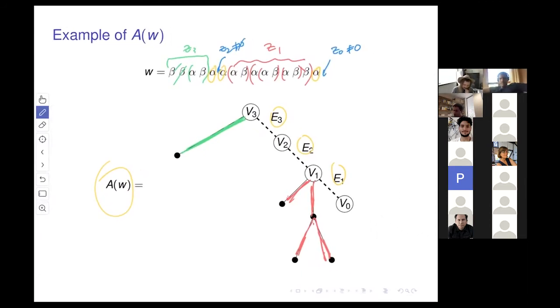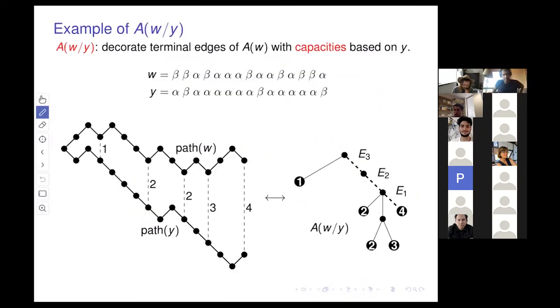So now I need to talk about Euler obstructions. Those depend on pairs. So what I need is an additional information on top of the diagram of W that keeps track of the word Y. And the additional information would only consist of various decorations of the terminal edges of the diagram of W.